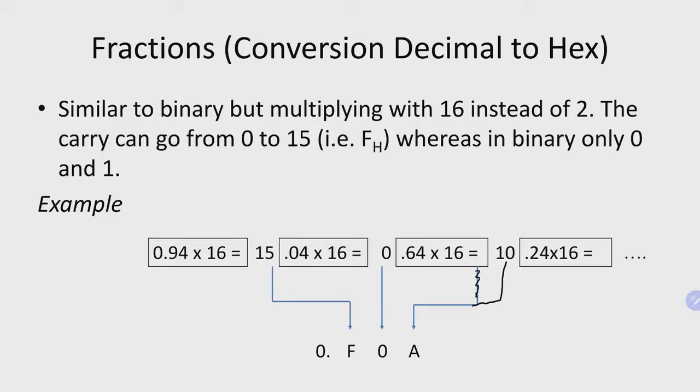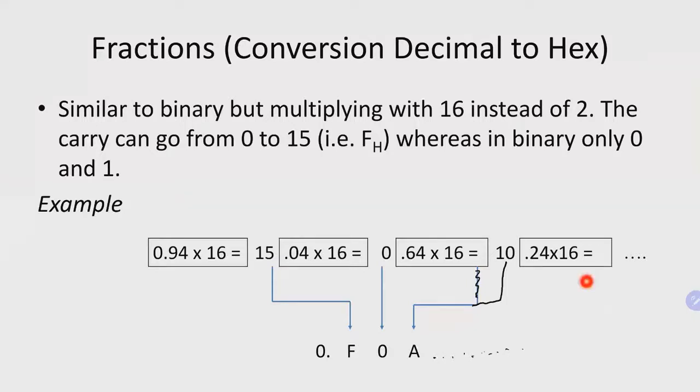Okay, 10 in hexa is A. Then we got 0.24, and then we multiply by 16 again, and you can carry on that process if you want more accurate fractions. That is going to give us more values towards the 4th, 5th, and 6th decimal point. So that is how you can convert decimal to hexa.